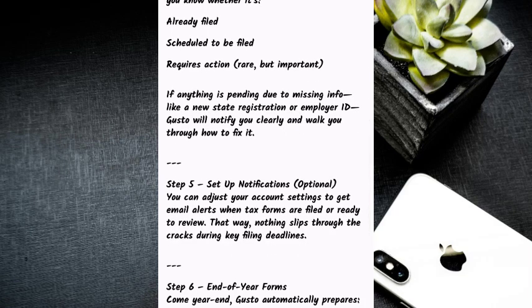The fifth step is to set up notifications. Now you can adjust your account settings to get email alerts when tax forms are filed or ready to review. And that way nothing slips through the cracks during key filing deadlines.